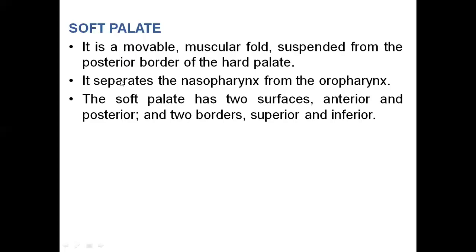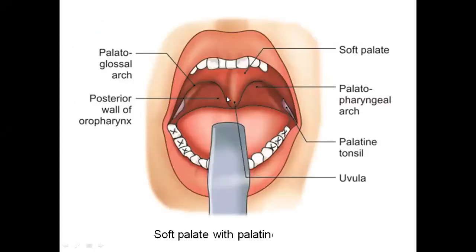Now coming to the soft palate, it is a movable muscular fold suspended from the posterior border of the hard palate. It separates the nasopharynx from the oropharynx. The soft palate has two surfaces, anterior and posterior. Then it has two borders, superior border and inferior border. So this is the soft palate.